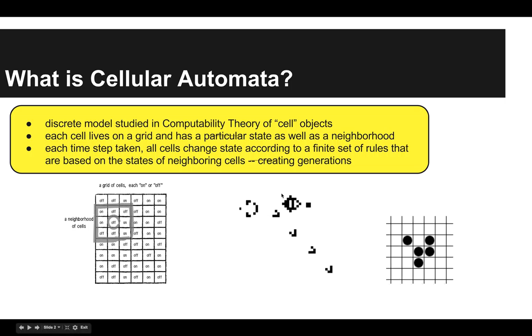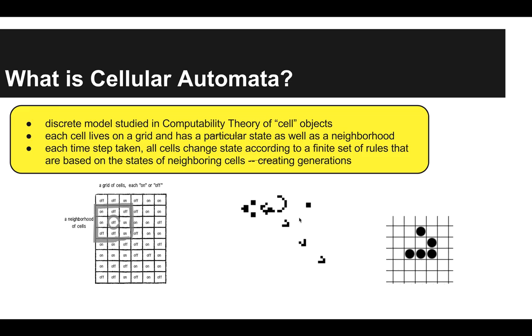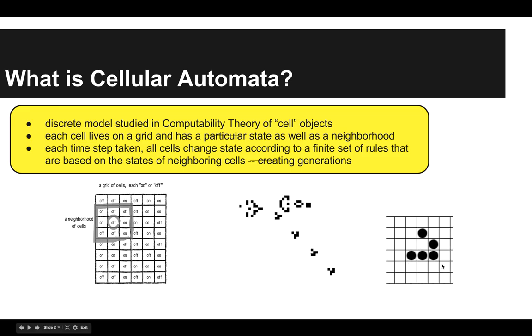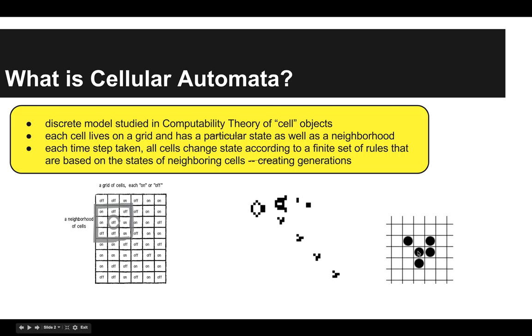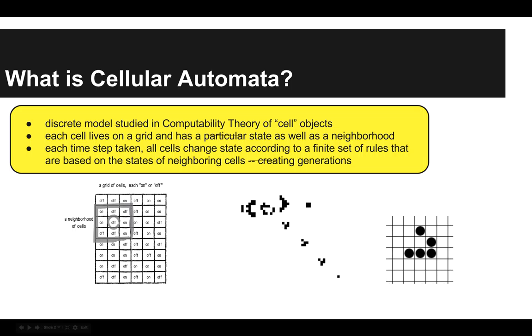So if we take a look at this animation, this is a bunch of cells turning on and off according to the cells that are surrounding a particular cell. This is a more clear example of just that. So let's get into its applications.